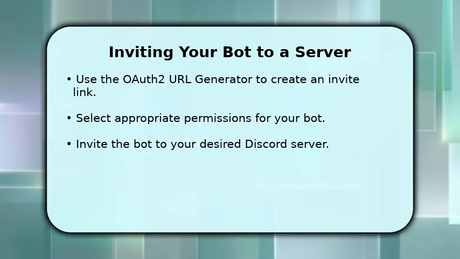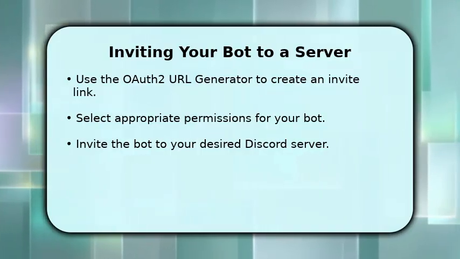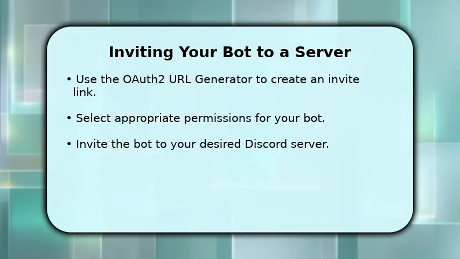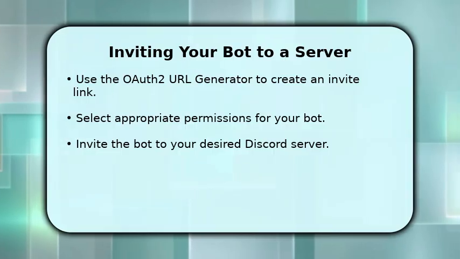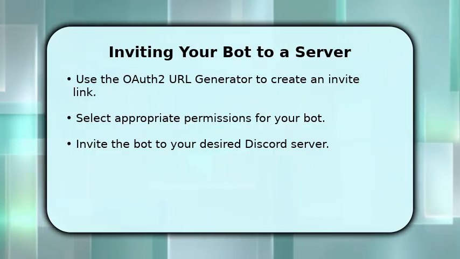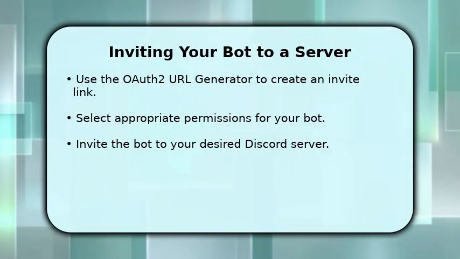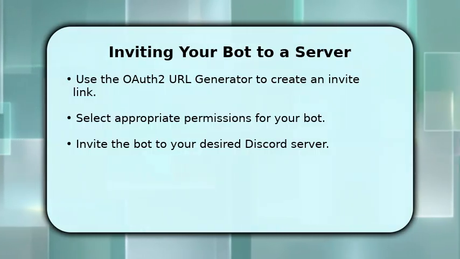Now let's get your bot into a server. In the developer portal, under the OAuth2 tab, use the URL generator. Select bot as the scope. Then, carefully choose the permissions your bot needs to function correctly, like send messages or manage channels.